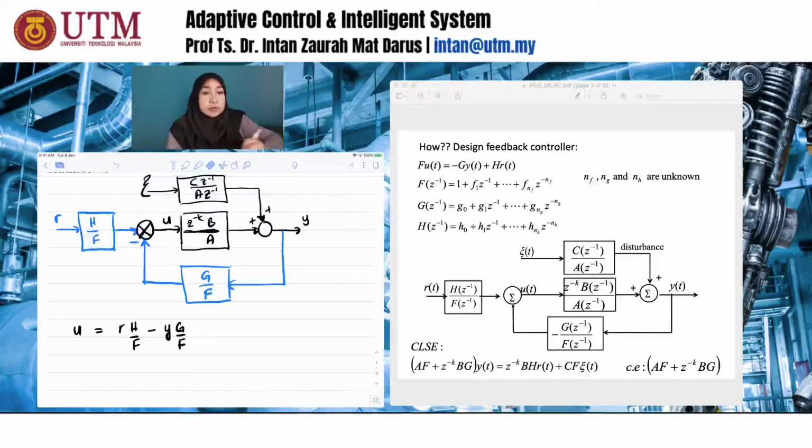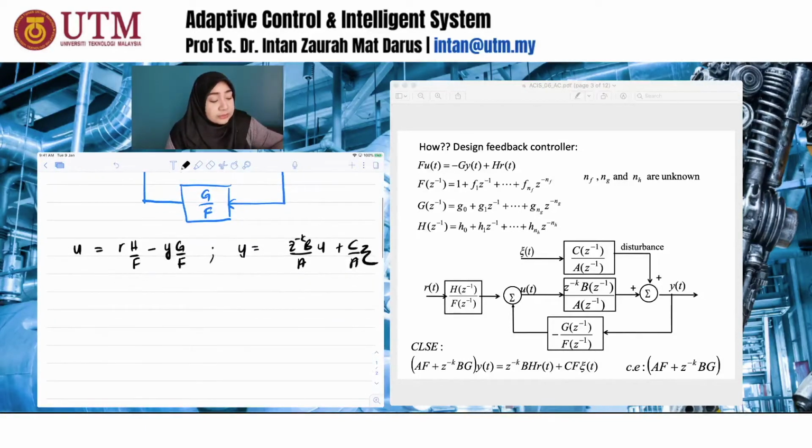At the same time we have for our Y, Y is equal to Z minus KB over A times U, or I can put that U at the back, U plus C over A zeta. That's your Y. So we're going to substitute U into the equation of Y to get the overall closed loop system equation.